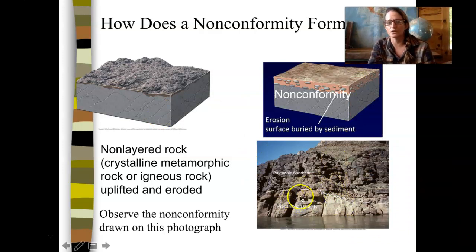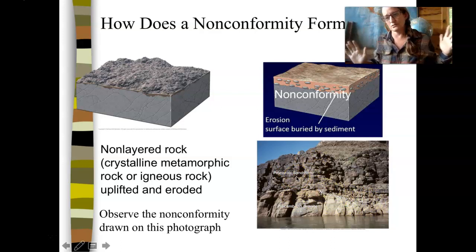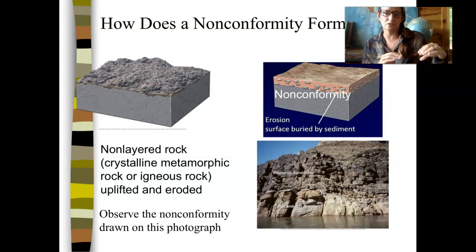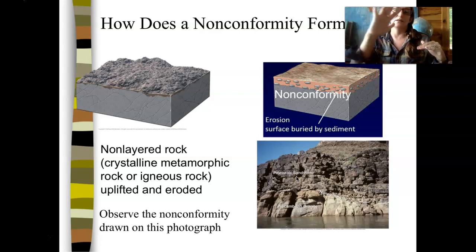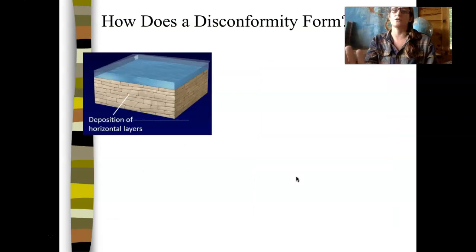Precambrian granite, really old granite, and then on top of that, Paleozoic sandstone. So there's millions of years of missing time between the formation of that really old granite and the deposition of that sandstone on top of it. Okay, last one. This is the disconformity.